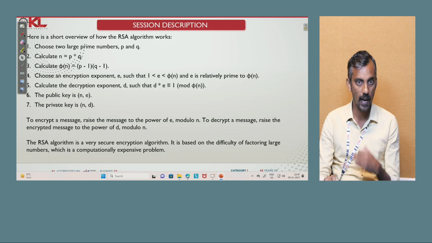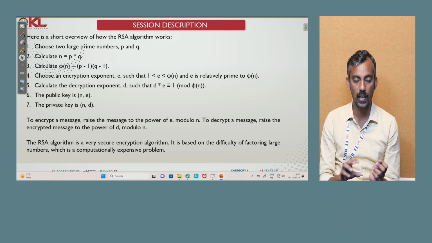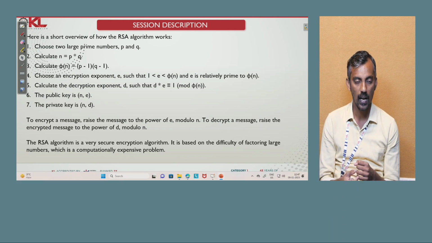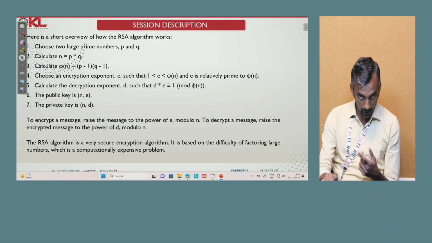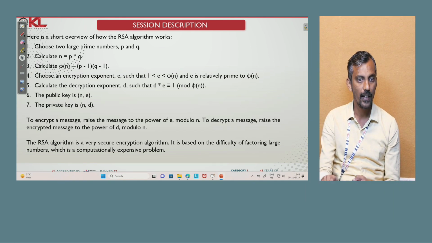In this algorithm, you have to choose two prime numbers p and q, calculate n, and calculate phi of n, where phi of n equals (p minus 1) times (q minus 1), and then the encryption exponent and decryption exponent, and you have to find the public key pair and private key pair.